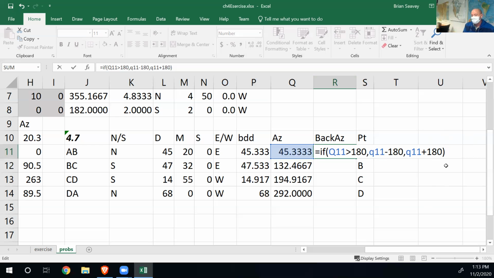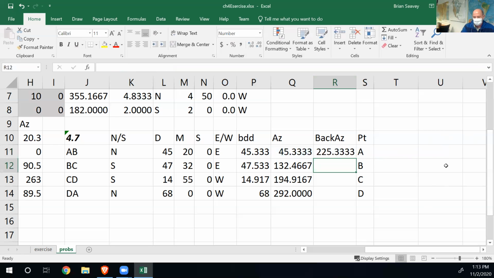Okay, there you go. I think that'll do it. If it's greater, you subtract. If it's less, then you add, right? So see how it's 225? That's the back azimuth. North 45 degrees east, the back azimuth is southwest, right? So that's 180 plus the 45.